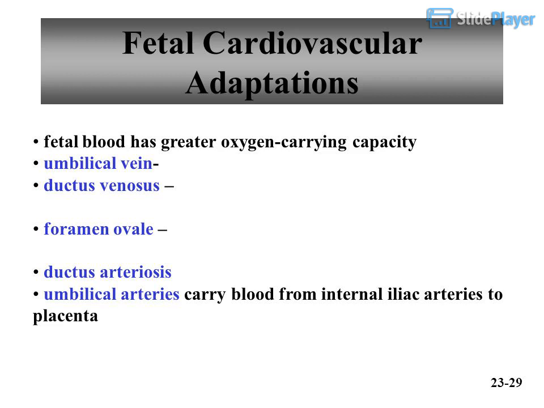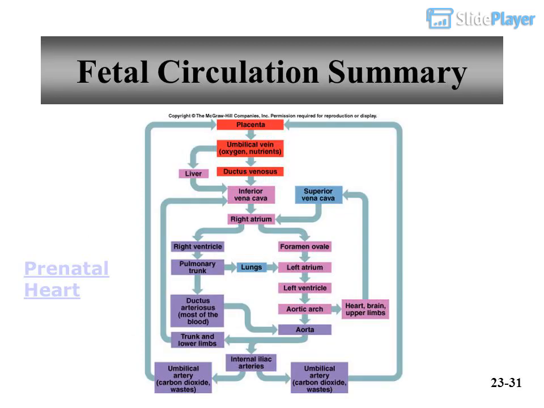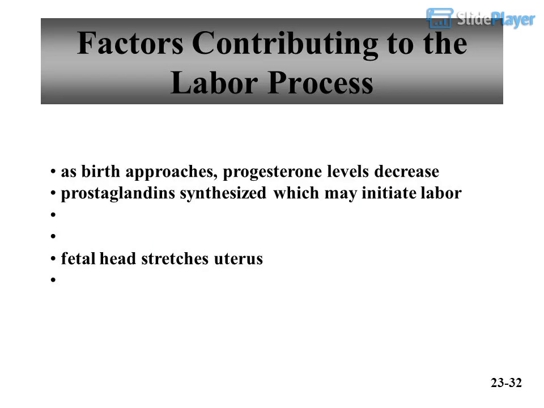23-29. Fetal circulation. 23-30. Fetal circulation summary. Prenatal heart. 23-31. Factors contributing to the labor process. As birth approaches, progesterone levels decrease. Prostaglandins are synthesized, which may initiate labor. The fetal head stretches the uterus.